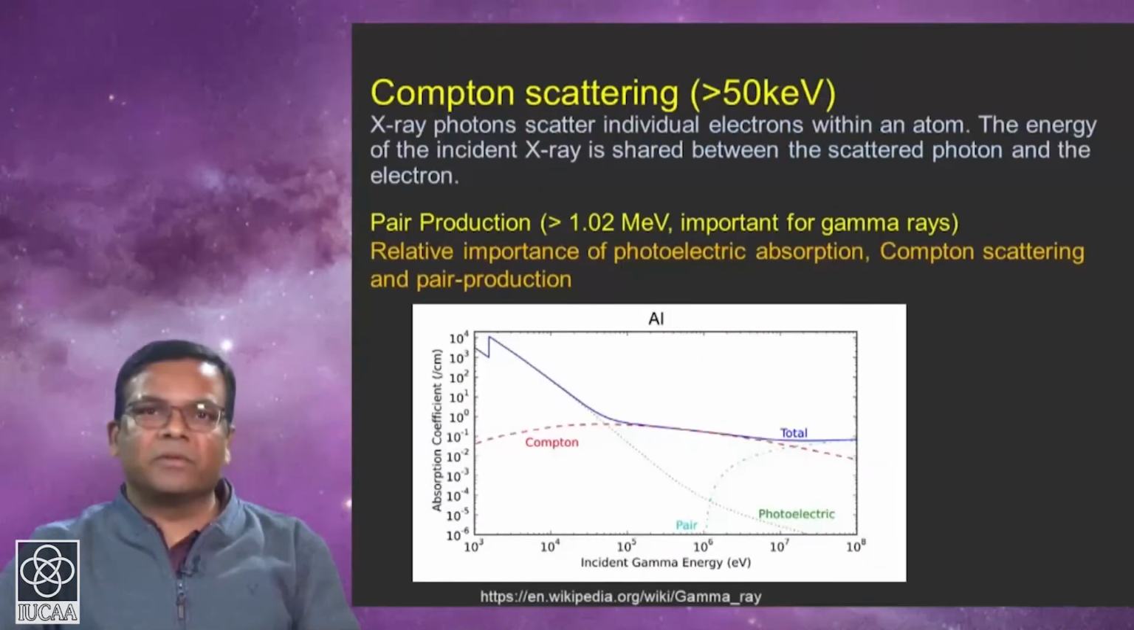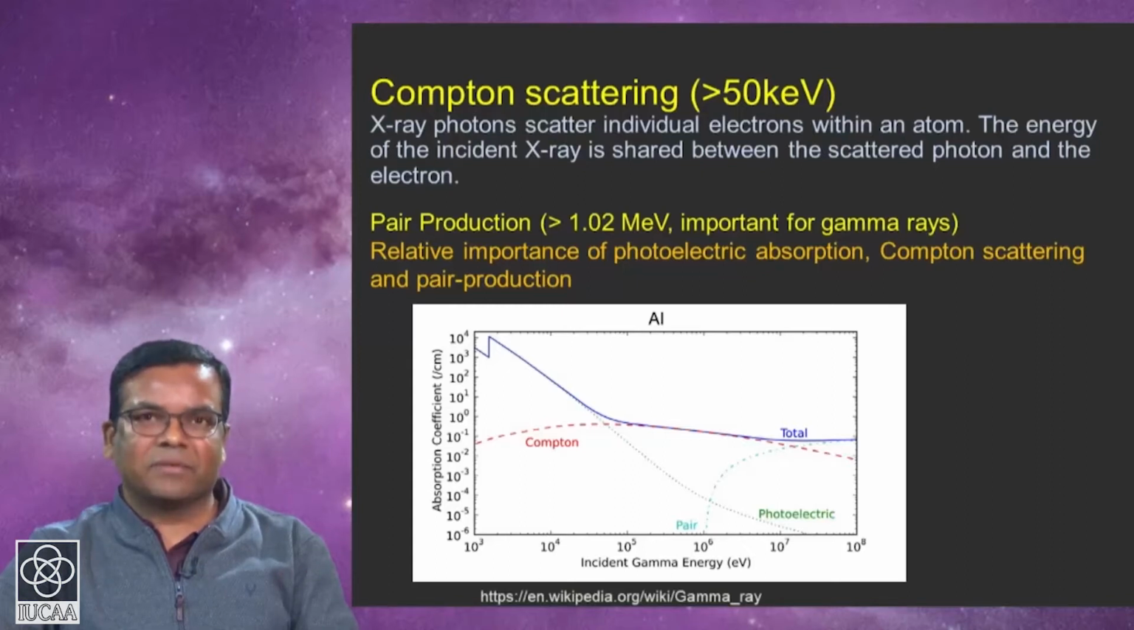In addition to photoelectric absorption, the other important process in the X-ray band is the Compton scattering, particularly above 50 keV. In this process, X-ray photons scatter off individual electrons within an atom. The energy of the incident X-ray is shared between the scattered photon and the electron. This figure here shows the relative importance of these processes, photoelectric absorption and Compton scattering.